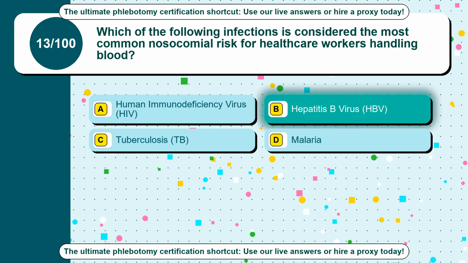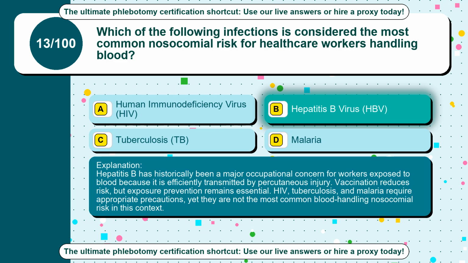The correct answer is option B, hepatitis B virus, HBV. Hepatitis B has historically been a major occupational concern for workers exposed to blood because it is efficiently transmitted by percutaneous injury. Vaccination reduces risk, but exposure prevention remains essential. HIV, tuberculosis, and malaria require appropriate precautions, yet they are not the most common blood-handling nosocomial risk in this context.